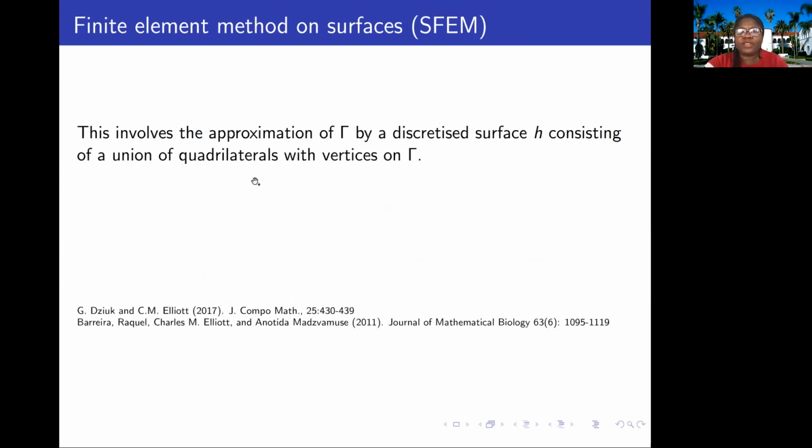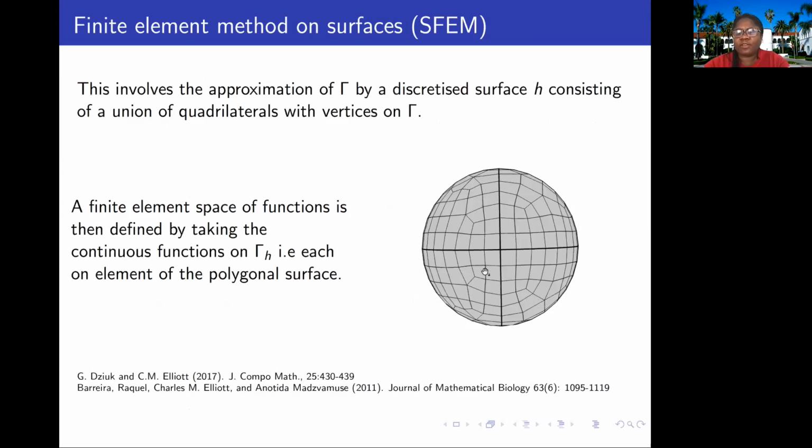Now, to solve this, we use the finite element method on surfaces. The finite element method on surfaces involves discretizing the surface of the lung, and we started with the sphere. So we discretize the surface into quadrilaterals, where all the vertices lie on gamma. Then we describe finite element functions that take the continuous function, for example of FGF10 continuously defined everywhere on the surface, and put it in a discretized form. That makes it easier for us to have a reduced problem that we can solve.